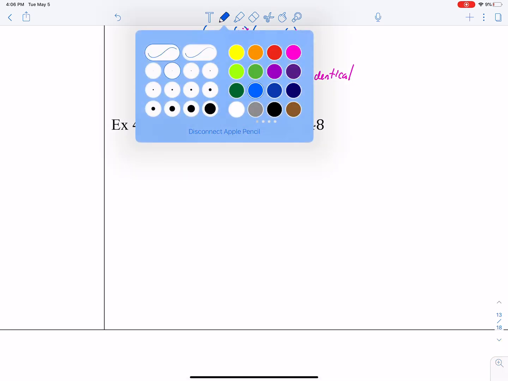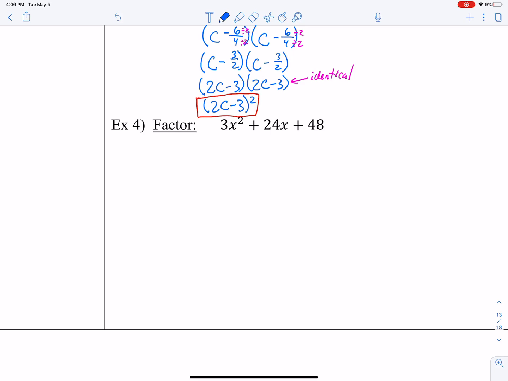All right, very last question here. This one does have a greatest common factor. I have x squared, x, nothing, so I can't take out a letter. But 3, 24, 48 can all be divided by 3. So greatest common factor, that's a yes. Reorder? Squared, x, nothing, those are in the right order, so no. So we're going to divide everything by 3 to start with. 3x squared divided by 3 just leaves me x squared. 24 divided by 3 is going to be 8x. And then 48 divided by 3 is going to be 16.